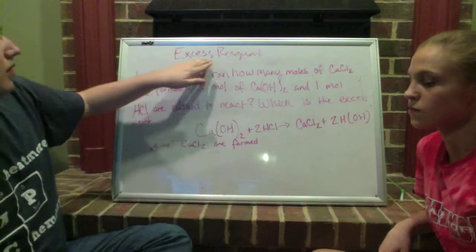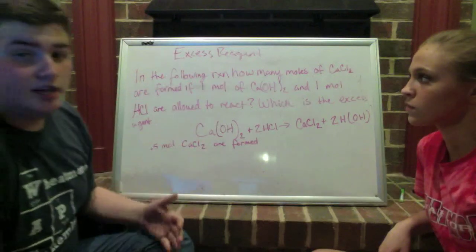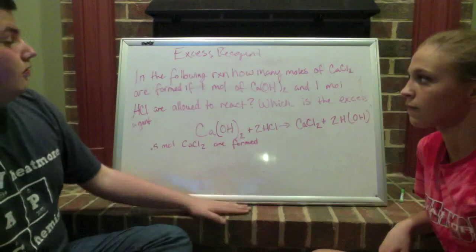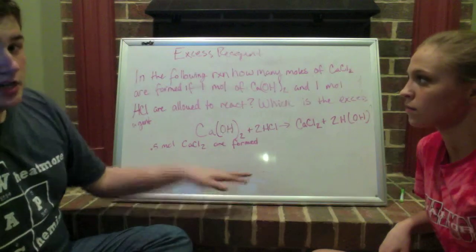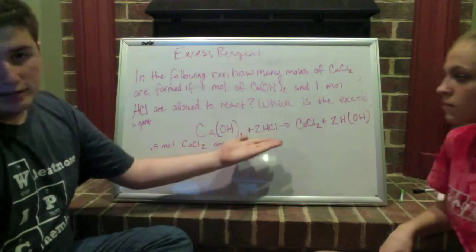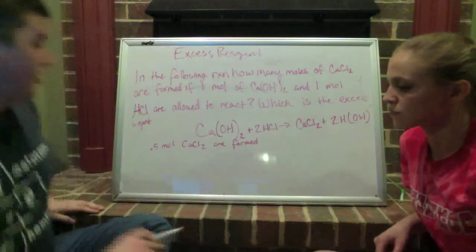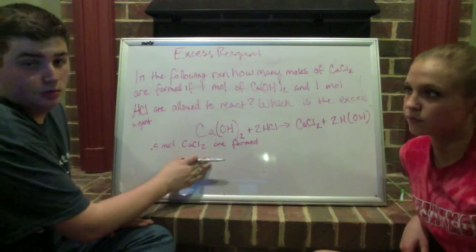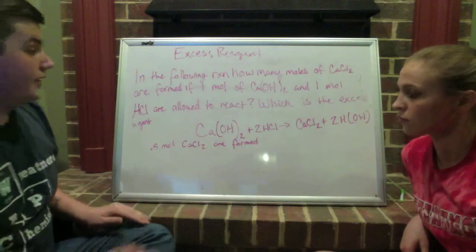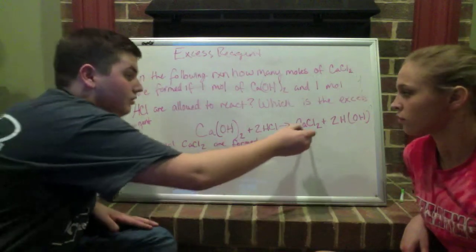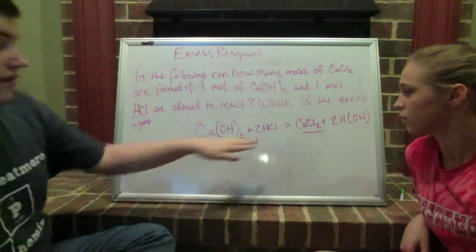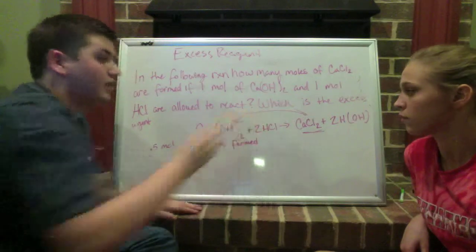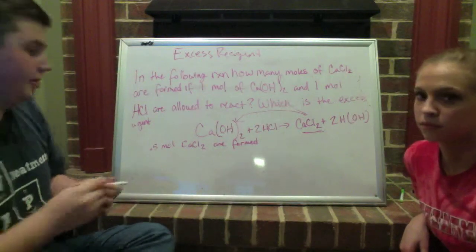Okay, so if it wants to know what the excess reagent is from the get-go, then you're going to have to find the limiting reagent first, and you already know that. From our last section on limiting reagent, we determined hydrochloric acid was the limiting reagent. And we figured out, since it's the limiting reagent, only 0.5 moles of calcium chloride would be formed. So now basically what you do is you start at the product you used to find the limiting reagent and just go back to the reactant that was not the limiting reagent.